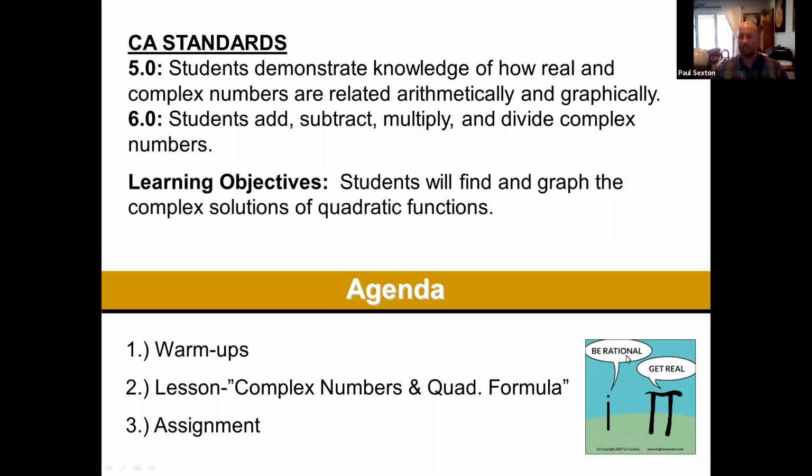So this little meme here: pi is telling i to be rational, because pi is an irrational number, because it's a decimal that goes on forever and doesn't repeat. There's no pattern. And then pi is looking at the number i and saying get real, because i stands for imaginary. It's an imaginary number. So it's supposed to be kind of funny, but whatever.